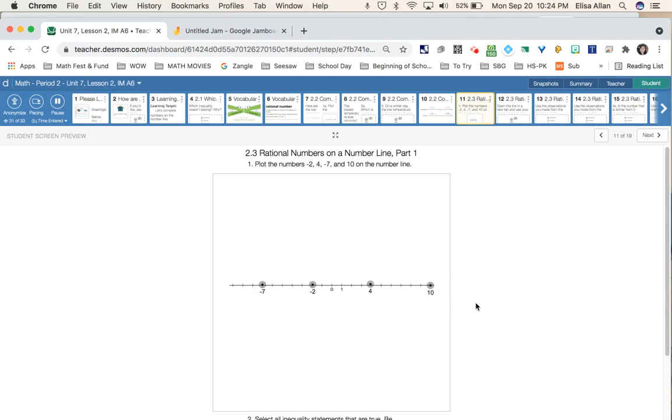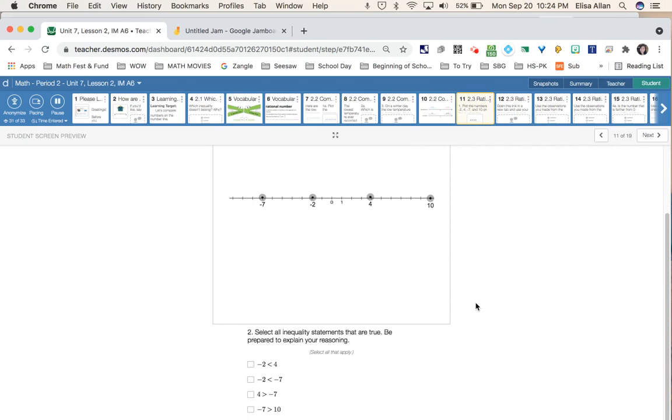Okay. If you scroll down, you'll notice there are some questions that go along with our number line we just completed here. It says to select all inequality statements that are true and be prepared to explain your reasoning. So in this case, I have -2 is less than 4. Here's -2, and it is further to the left compared to 4, so that is a true statement.